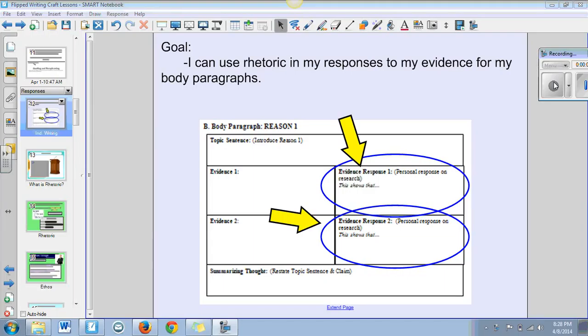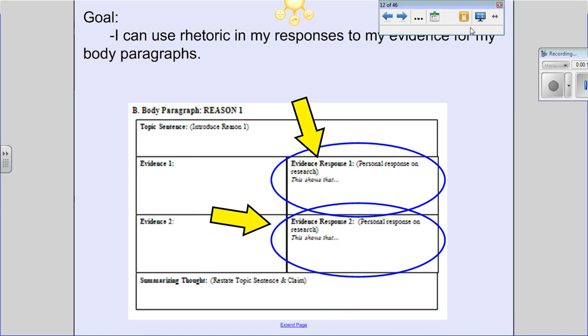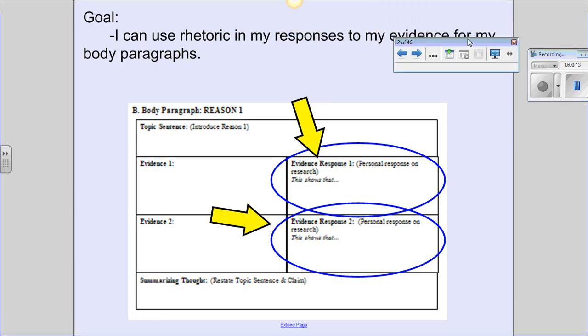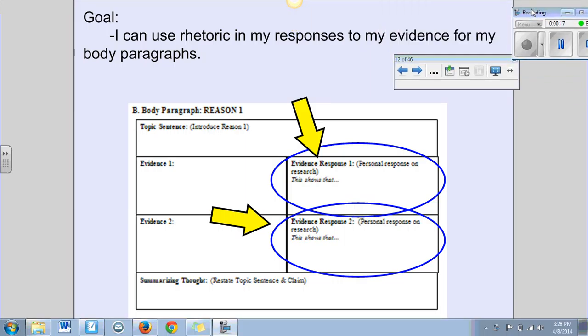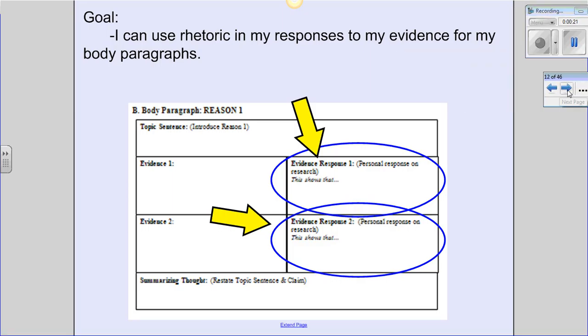This lesson is going to focus on the evidence response portion of your body paragraphs. So our goal for this lesson is to be able to use rhetoric in your responses to your evidence for your body paragraphs. So you may be wondering to yourself, well, exactly what is rhetoric?